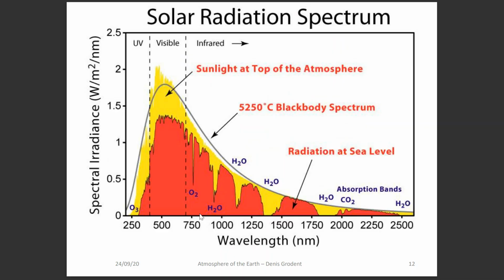So now at the top of the atmosphere, again, we have absorption bands, CO2 issues, etc. Right, there are greenhouse gases. They absorb sunlight, so this is why we don't want them.